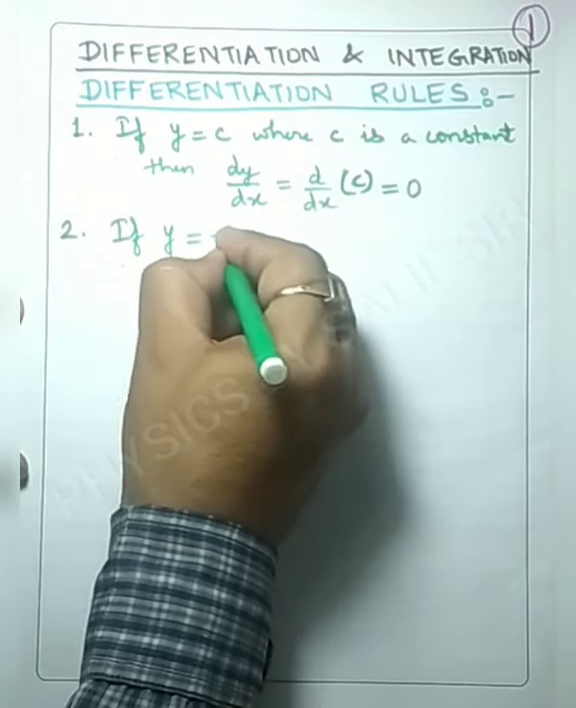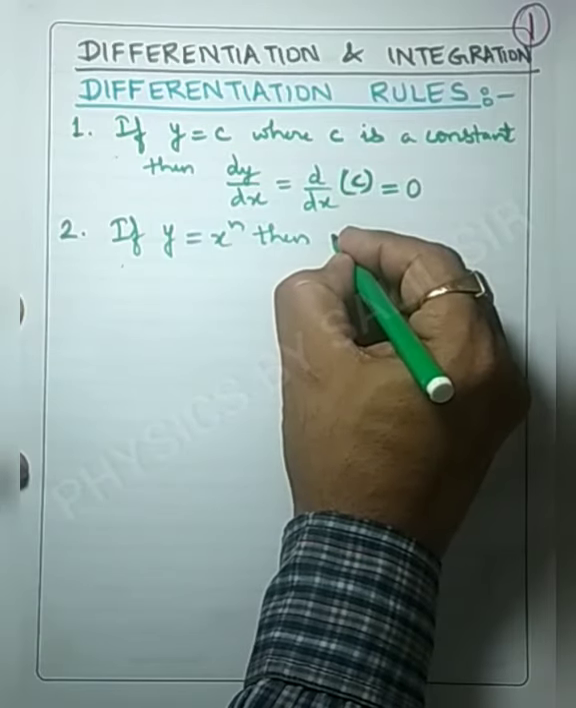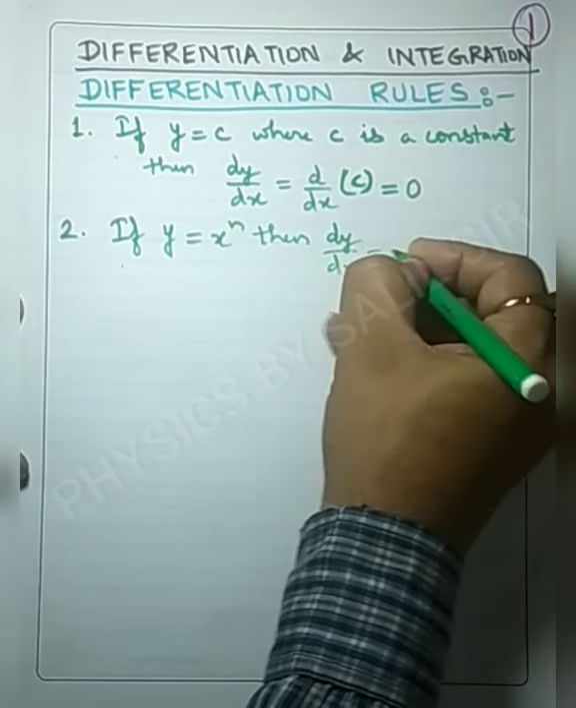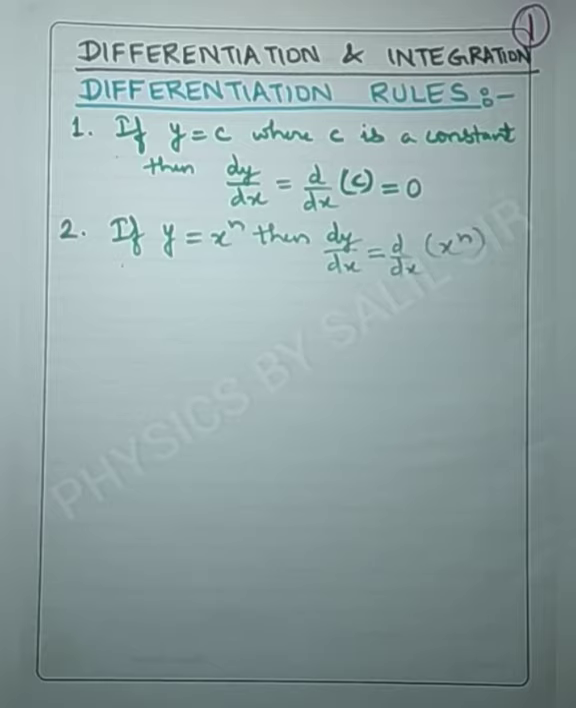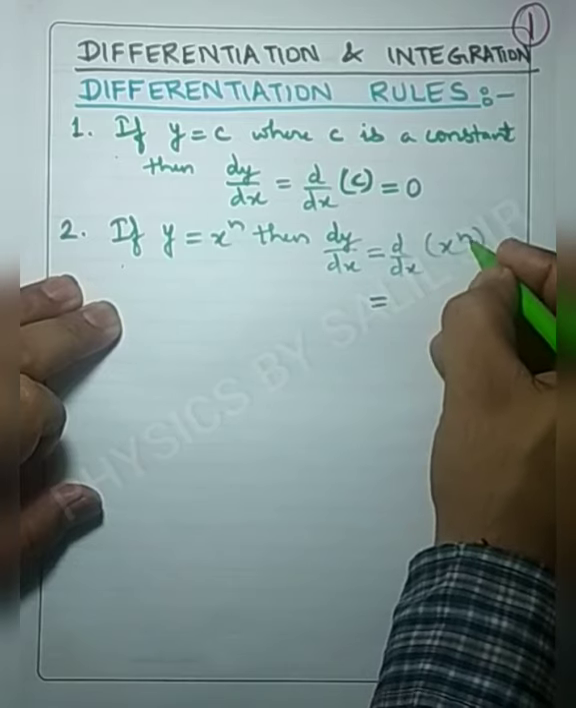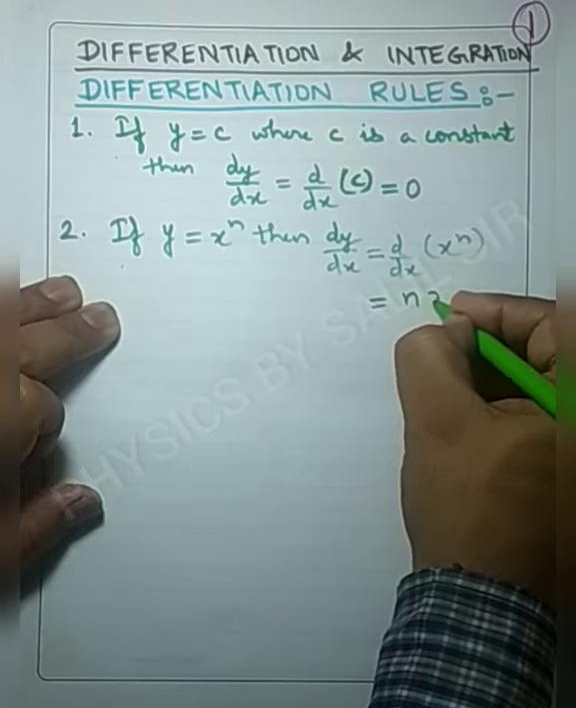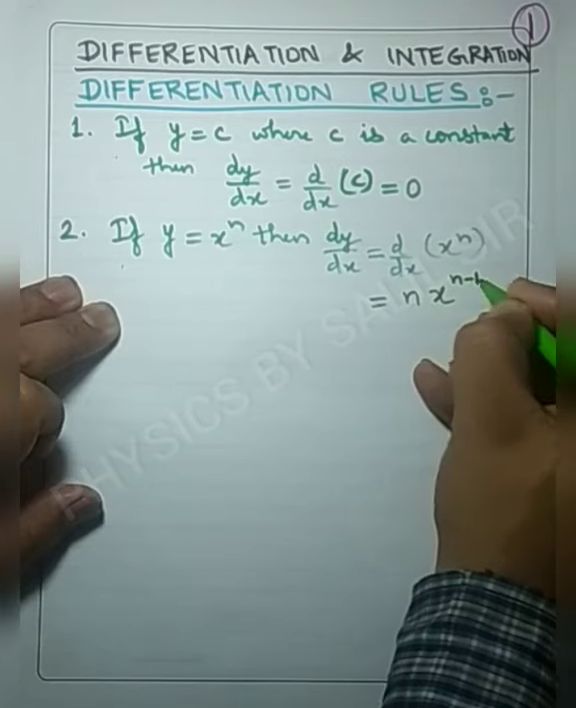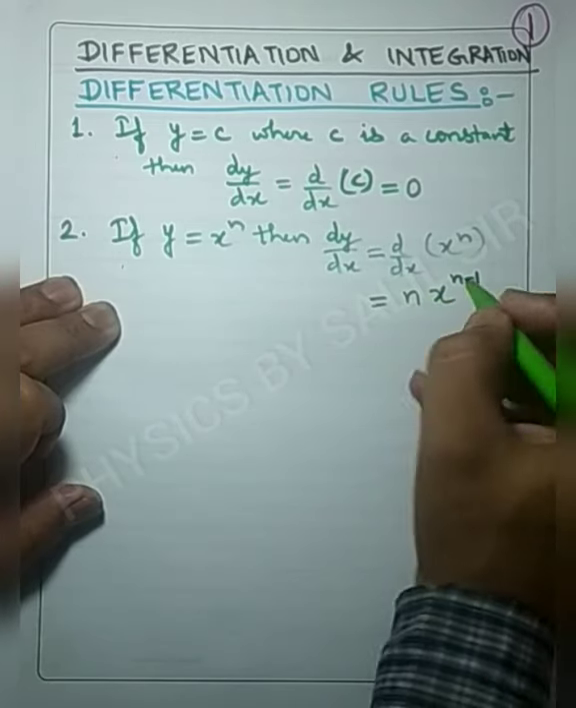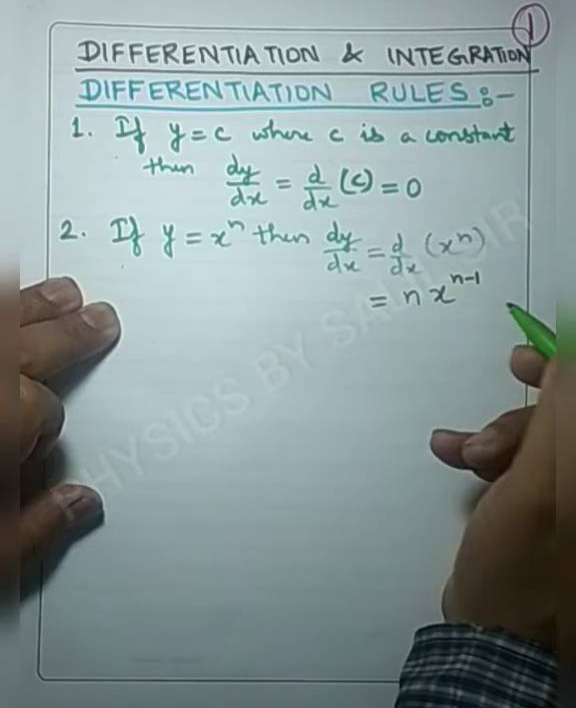Second, if y is equal to x to power n, then dy upon dx will be equal to d by dx of x to power n. According to the rule, the power comes down, so it will be n, and then x to power n minus 1. We have to subtract 1 from the power when the power comes down. So this is the result with respect to dx.